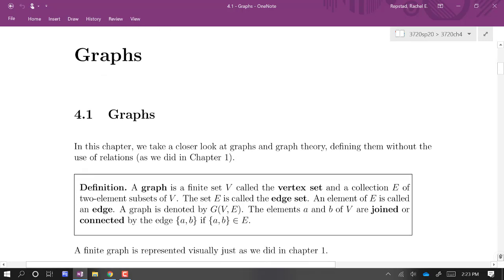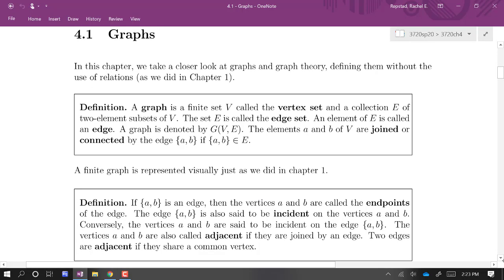So we define a graph to have a finite set of vertices, so we have a vertex set, and a collection of edges. And these edges really are just two-element subsets of V, of the vertex set. So if you have an edge, it has to connect two vertices. So we just indicate each edge by listing the two vertices that it connects. An element of that set is called an edge, and the graph we denote by G and then parentheses V comma E. So there's a graph G that consists of these vertices and these edges.